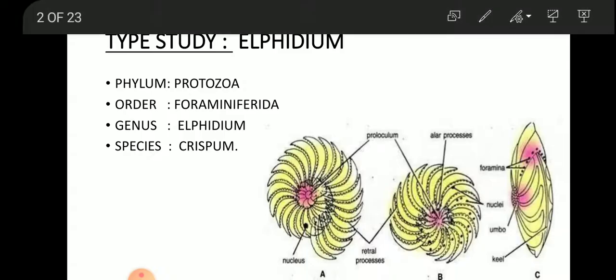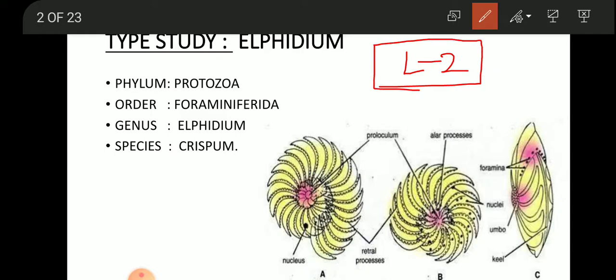In this lecture, lecture number 2 for Protozoans, we'll be discussing Elphidium, the type study Elphidium. Elphidium belongs to the phylum Protozoa. The order it belongs to is Foraminiferida. What is meant by Foraminiferida, I'll be discussing in the later slides.